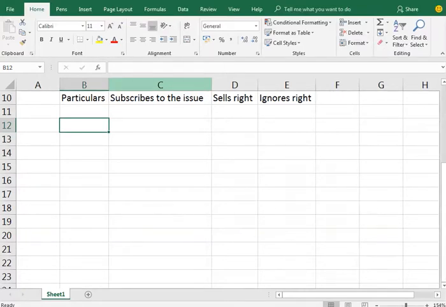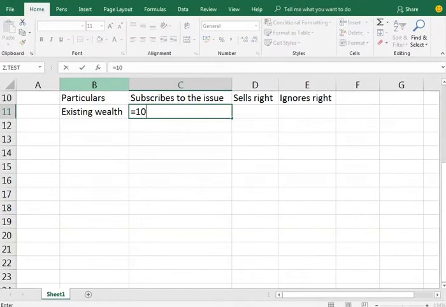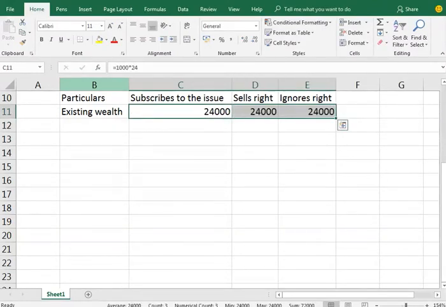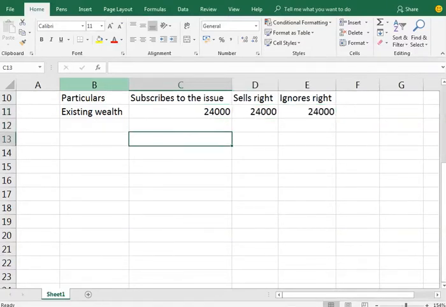Subscribes, sells, and ignores. Now listen for some time. I don't want you to write anything. I'll tell you when to write. This person is holding 1,000 shares at this point of time. So existing wealth is 1,000 into 24. This is what was there with me before the rights issue was announced by the company. 24 rupees per share into 1,000 shares. I was happy with the 24,000 wealth.